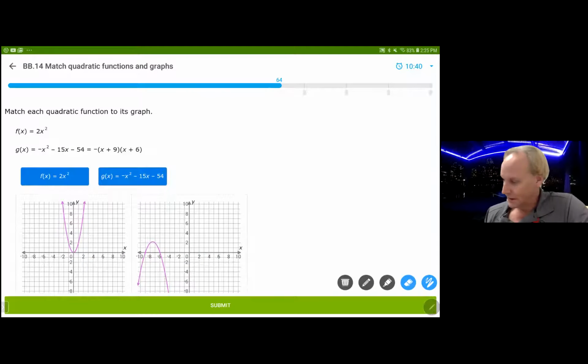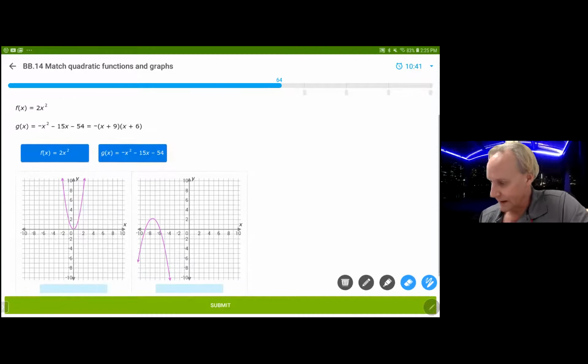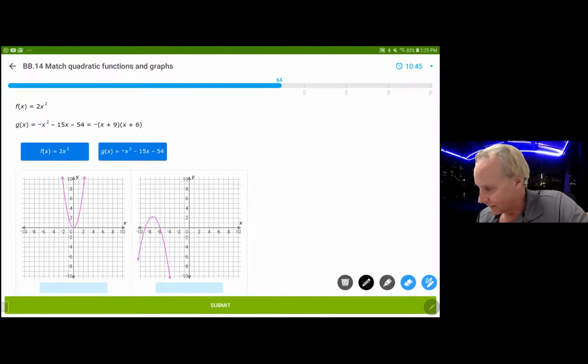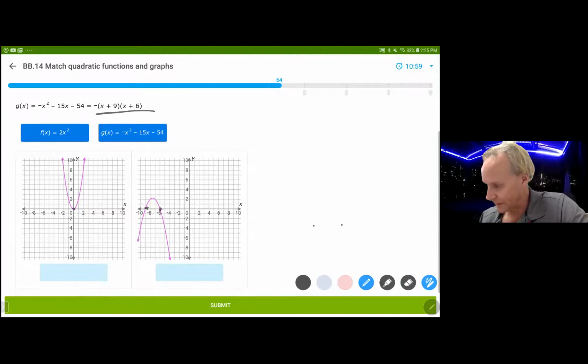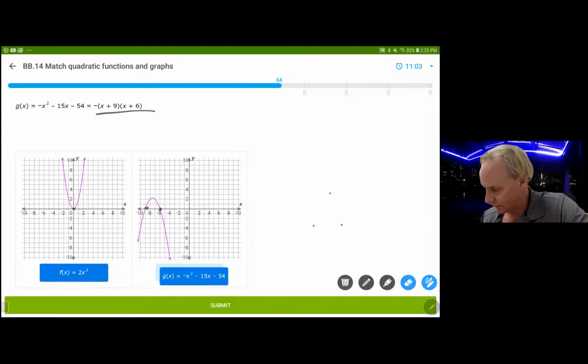All right, no need to analyze this one a lot. Notice that we're going to have zeros at -9 and at -6, and here they are, 1, 2. So there it is. Obviously, the other one is 0, 0, and it's a little bit extra steep. So there they are. Just do that, and we're done.